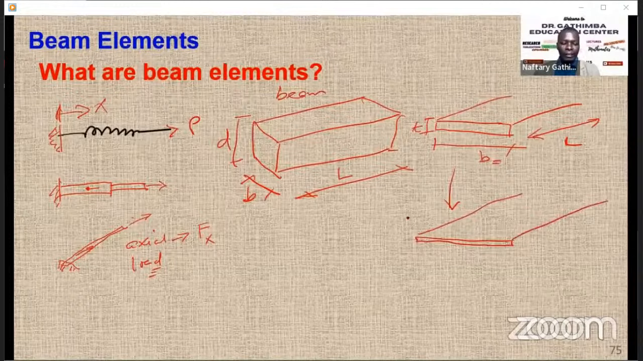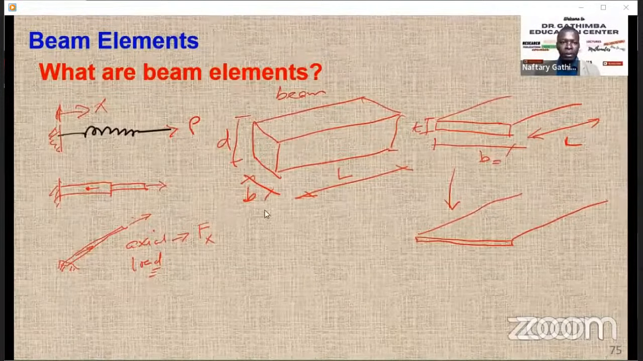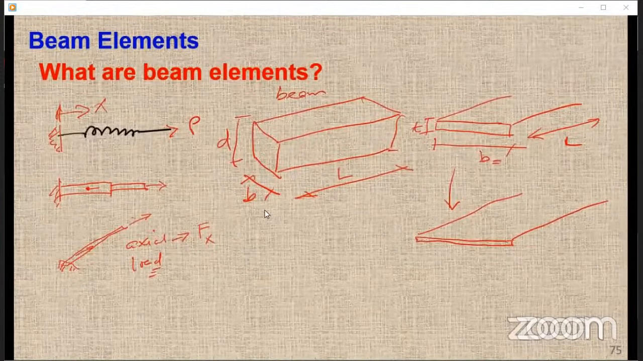So for the beam, we define them as long, slender structural members, generally subjected to transverse loading. So in this case, we are saying the beams are generally subjected to transverse loading. I think I can remove this video to have more space.